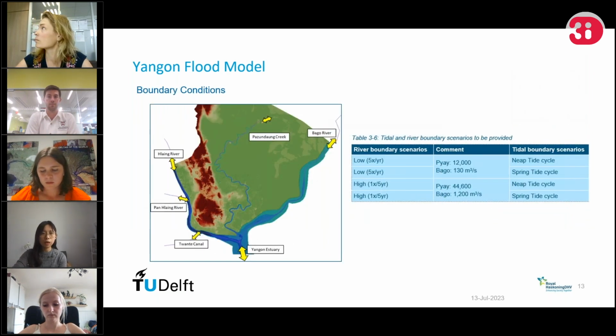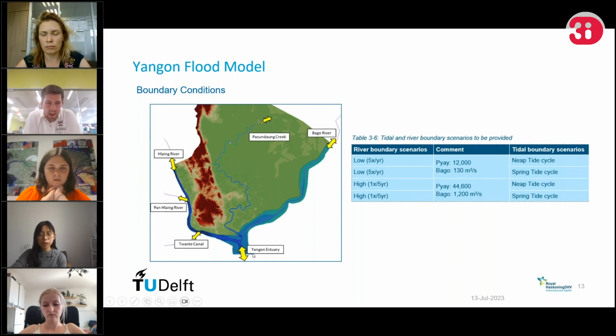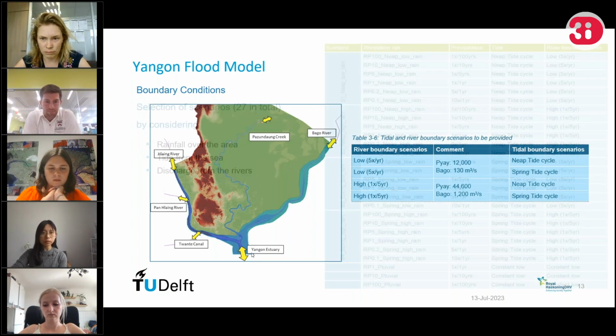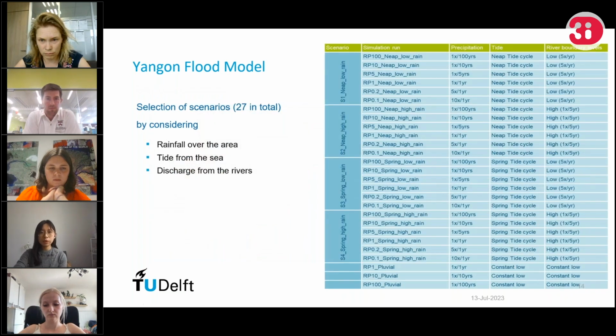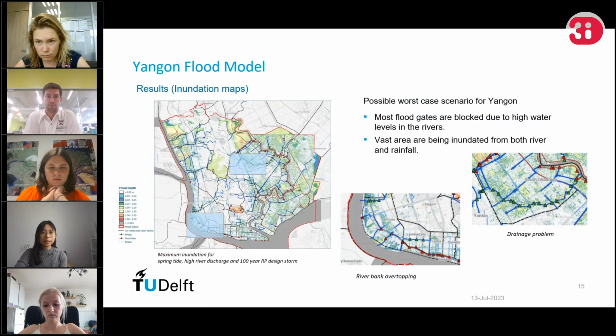And we have 5 discharge boundary conditions, and 1 water level boundary condition here. We select 27 scenarios in total by considering the rainfall over the area. We have different return periods and the tide from the sea and the discharge from the rivers. So these are the examples.